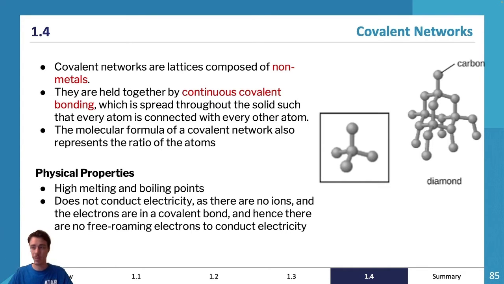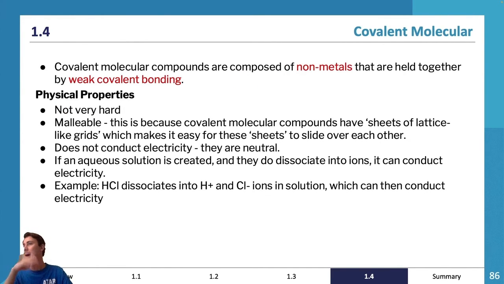Liquids are a bit different because most liquids can, but it varies. Covalent liquids usually cannot. The molecular formula of covalent networks also represents the ratio of atoms, etc. And we'll learn a lot more about covalent networks, particularly in organic chemistry. So covalent molecular compounds are composed of nonmetals that are held together by weak covalent bonding.